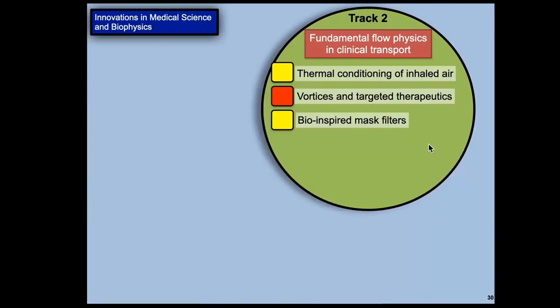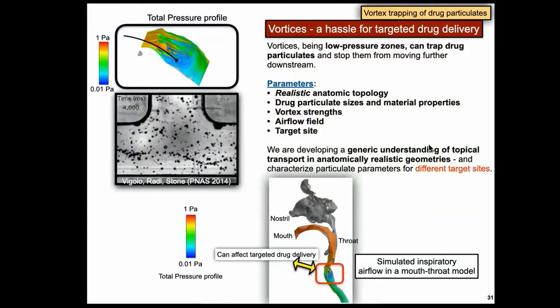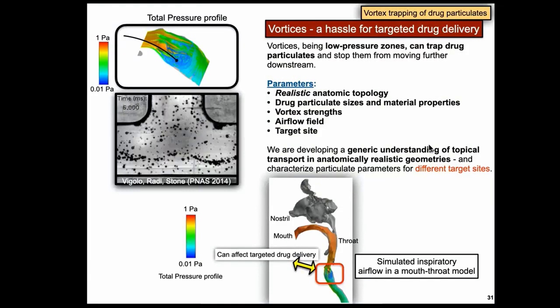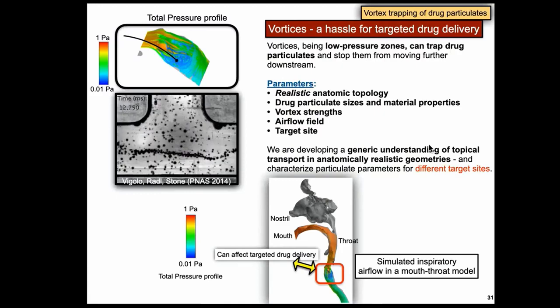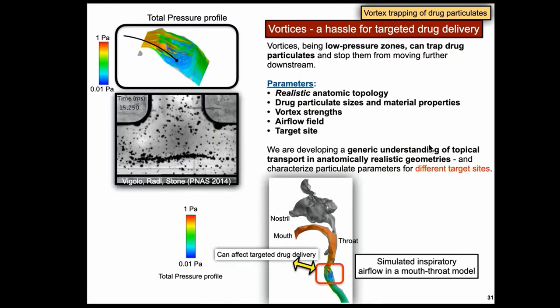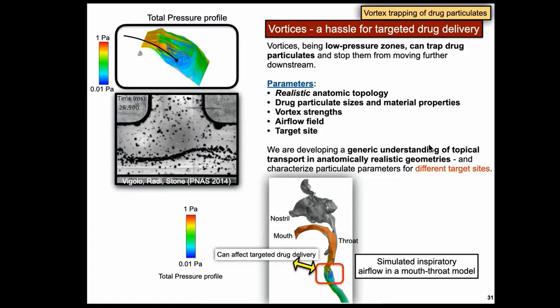Sure. So on track 2, I think about the basic fluid mechanics that might be impacting this kind of transport processes. So for example, let's think about the vortex dynamics. We know that vortices have a low pressure at their centers, and it is possible for them to trap the drug particulates, which can mess up targeted drug delivery if the target site is downstream of that region where the vortices have emerged. And people have looked at this kind of problem, but in most of the cases, the geometries that folks from the mechanics community have used are idealized.